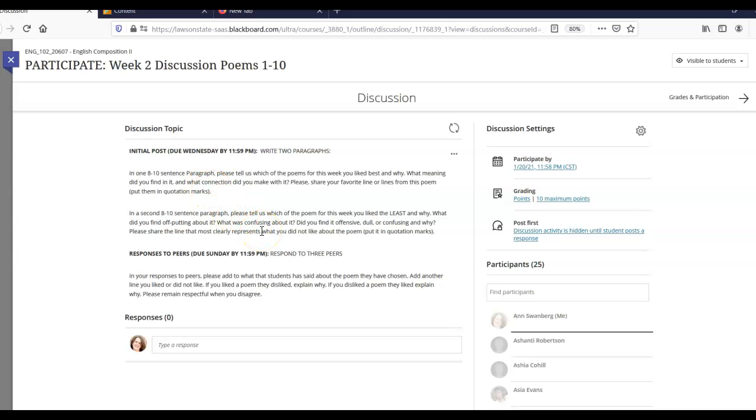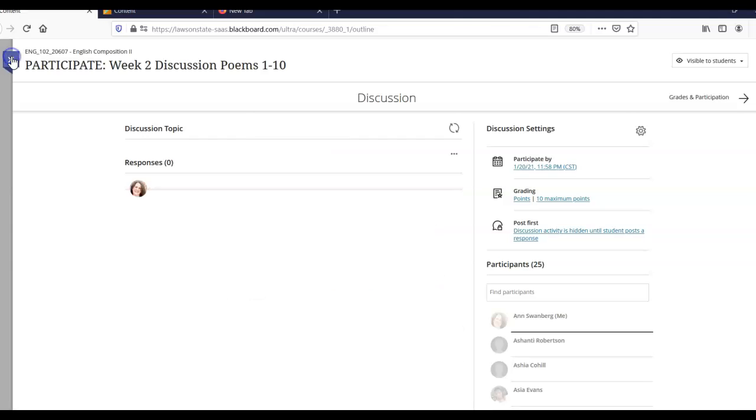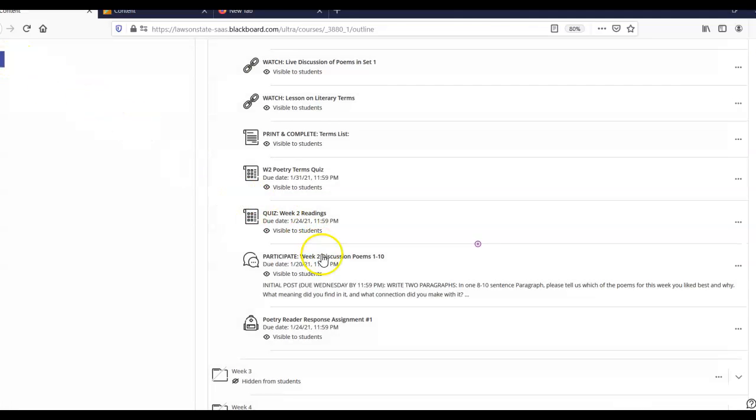2 paragraphs, 8 to 10 sentences, so not super long. Which of the poems from this week you like best and why, and which of the poems you like the least and why. This is just getting you to process those poems and articulate what it is you like and what it is you don't like. I know there will be things you don't like, and "I didn't get it" isn't a very good analysis of why you didn't like something. So I'm trying to bring that out of you a little bit.